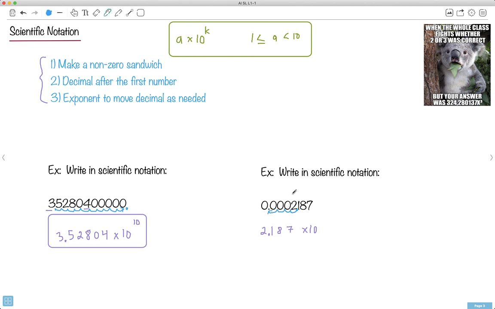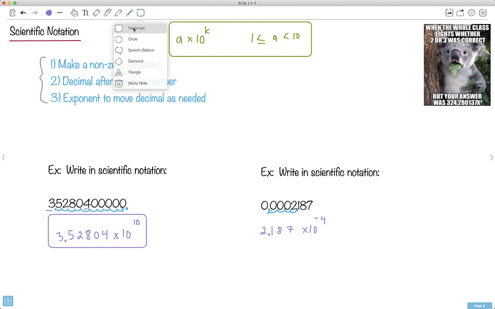Now, if I just put 10 to the 4, just watch out for this. If I just said 10 to the 4, that makes numbers bigger. That makes it go to the right. I don't want to do that. I want it to go to the left. And making numbers smaller, if you remember your rules of negative exponents, this is how we do it.